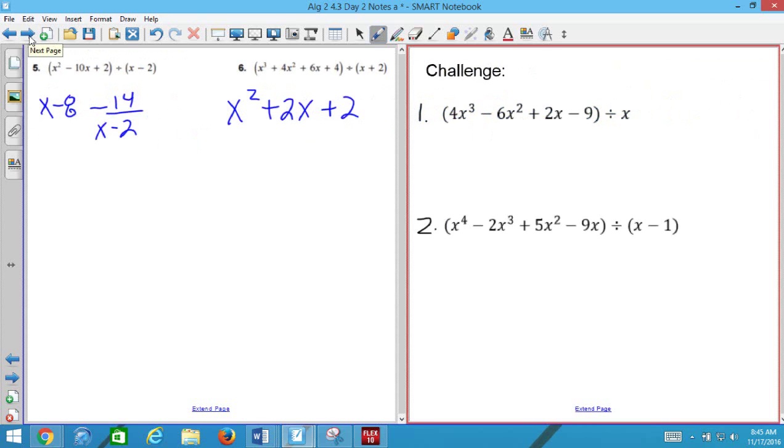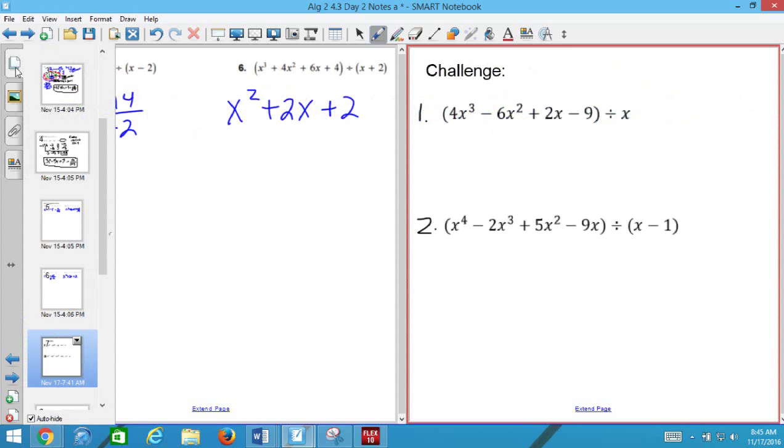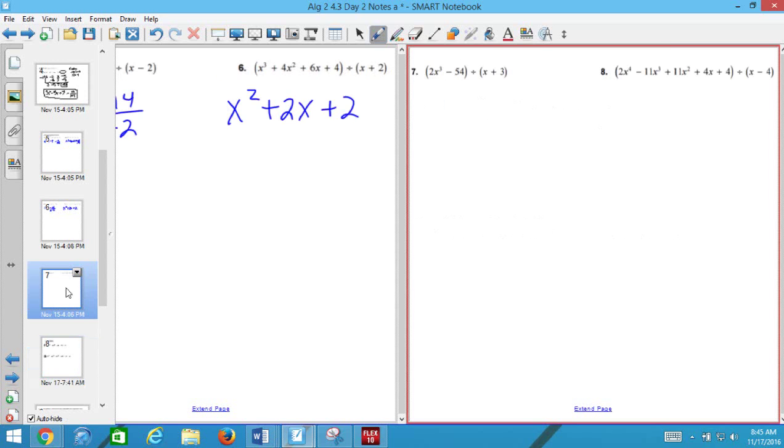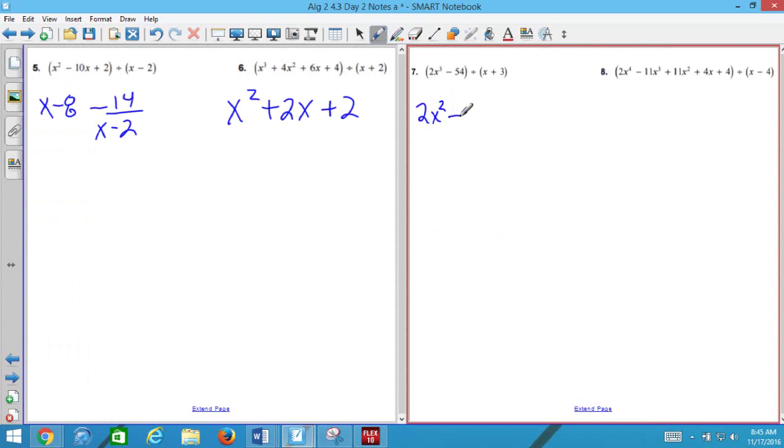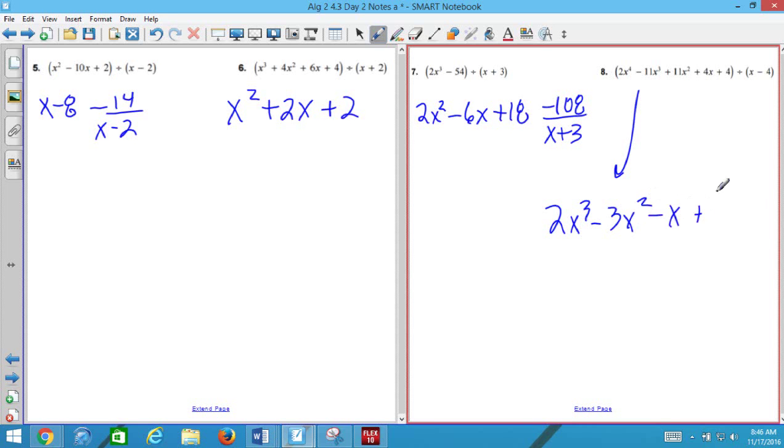Okay. Whoop, there's the challenge. Oh, look, here's the last 2 answers. We should have 2x squared minus 6x plus 18 minus 108 over x plus 3. And then the last one, 2x cubed minus 3x squared minus x plus 4 over x minus 4. So any questions before we try the challenges?